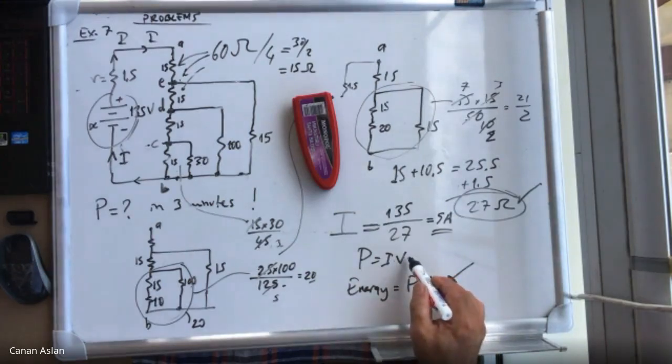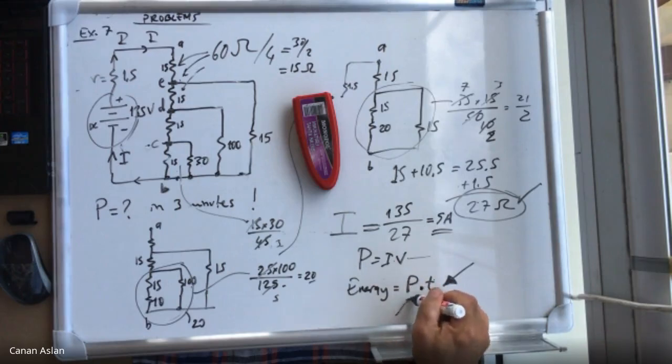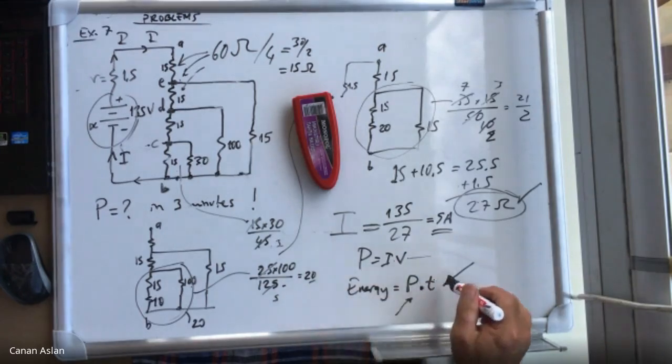Because suppose you light a light bulb which is 100 watts, but you light it for 10 hours or 1 hour or 24 hours. Then the total time should be multiplied by the power to get the total energy. This is the money you are paying for. You are paying for the energy that you have spent.